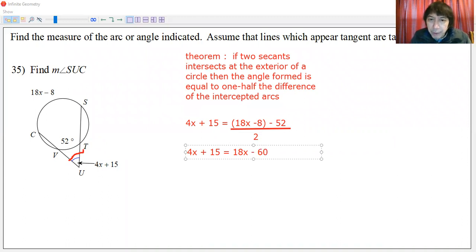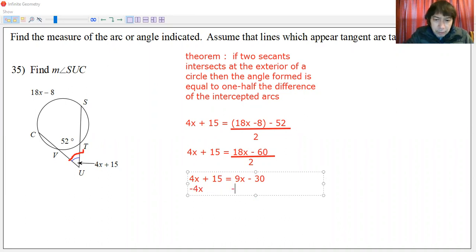And we have to divide the right side by 2. All right, so the right side will be reduced to smaller numbers. The left side remains 4x plus 15. This will become now 9x minus 30 there.